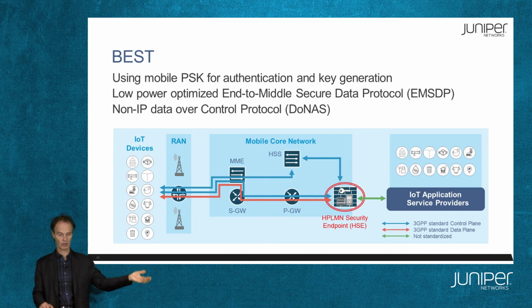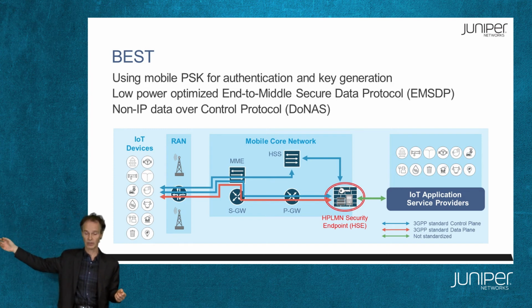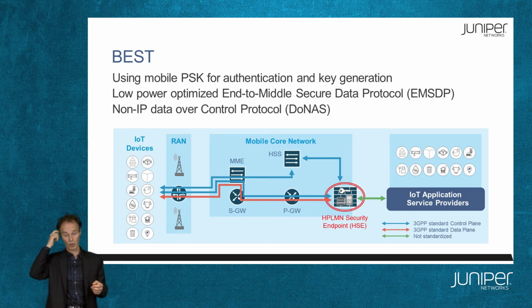Firstly, on the right side, we have the IoT devices, and on the very left side, there are the services they're trying to connect. In between, there is the mobile service provider network. I have a new device encircled with red that is what we call the HPLMN Security Endpoint, the HSE. And this is a middle box where we want to be able to manage the security. So let's see how this works.